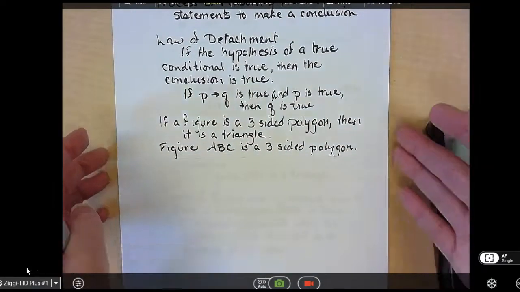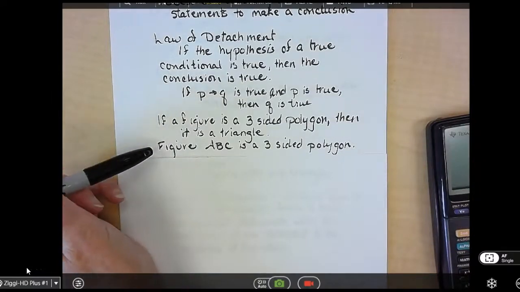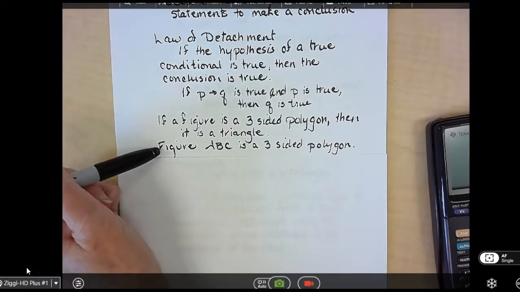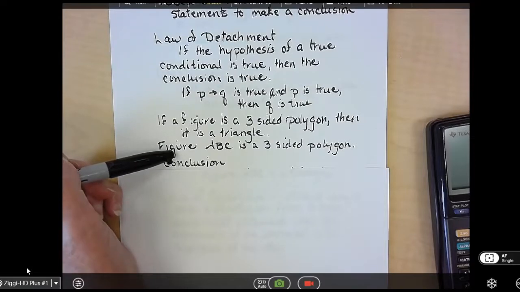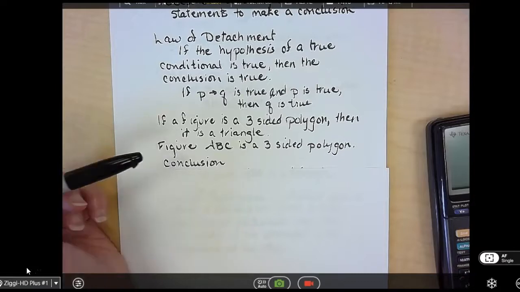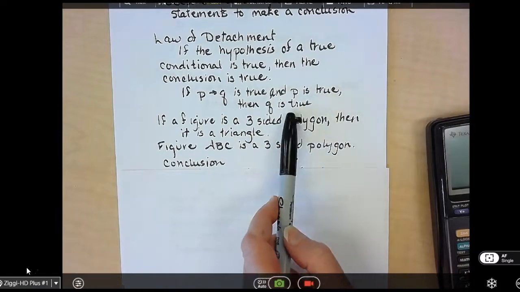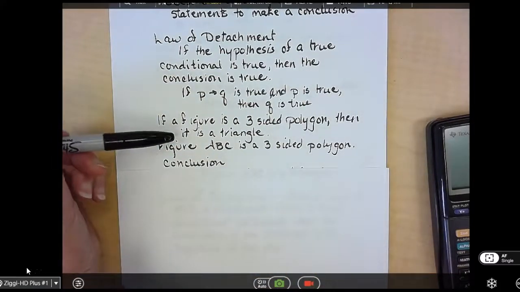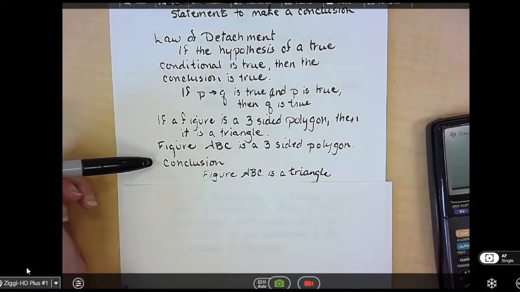They give you, if a figure is a three-sided polygon, then it is a triangle. And they give you a second set of information. Figure ABC is a three-sided polygon, and you are to draw a conclusion from that. So, if the figure is a three-sided polygon, they tell you that it has to be true, then you know if P then Q is true and P is true, then the second part, the conclusion, Q is true. So we can deduce or conclude that figure ABC is a triangle.